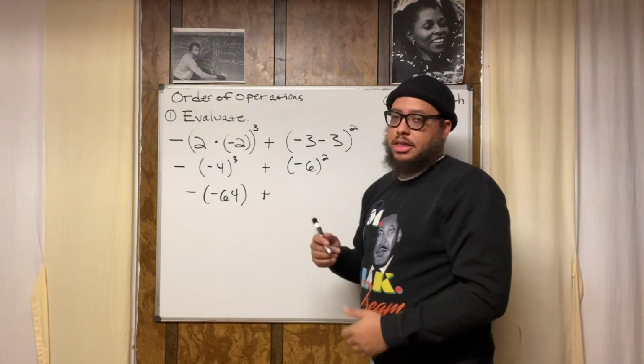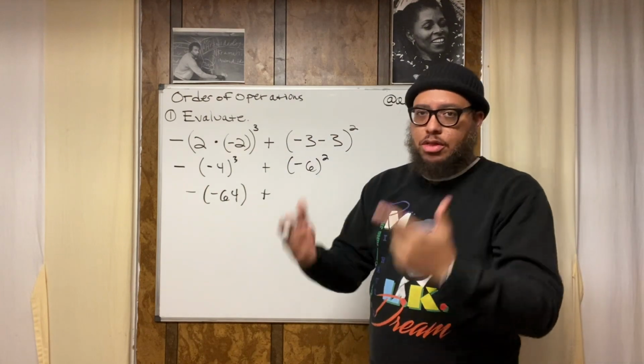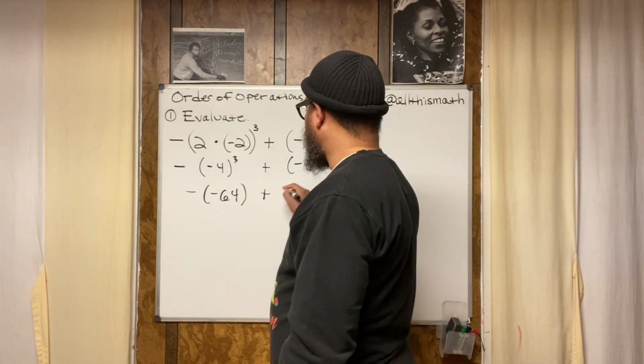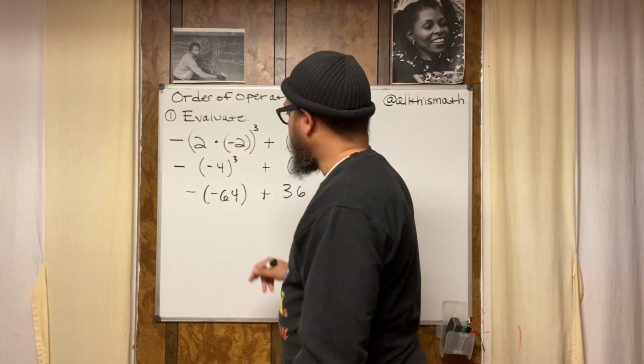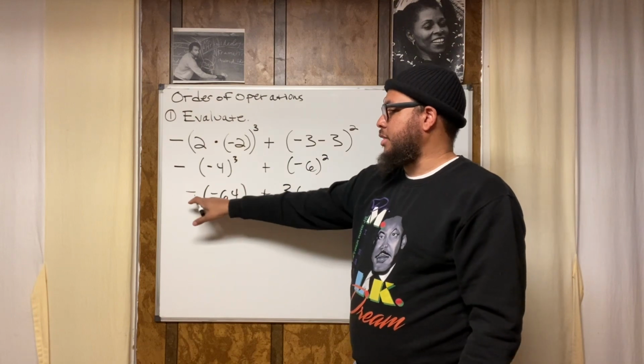Now, negative six to the second power is just negative six times negative six, which is positive 36. So I'm going to put my plus sign, it's already there. So now I got 36. Now over here, I got a negative sign and I got another negative. So that's a double negative.